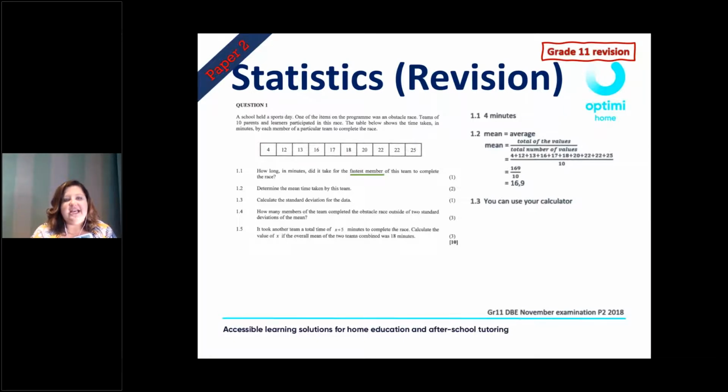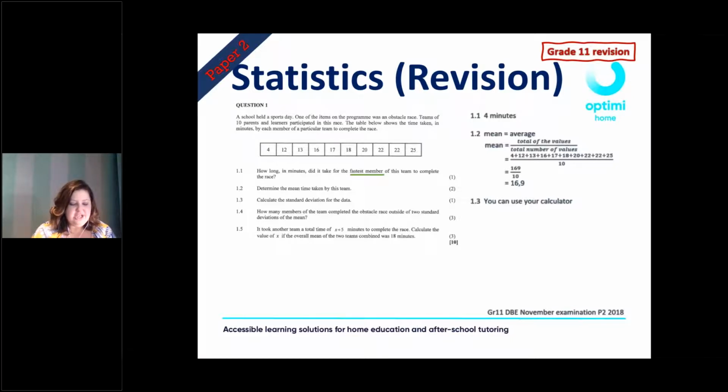And you are going to add your values in there. You will say 4 equals 12 equals 13 equals 16 equals 17 equals 18 equals 20, 22, and 25. I missed one. Let me just go back there.